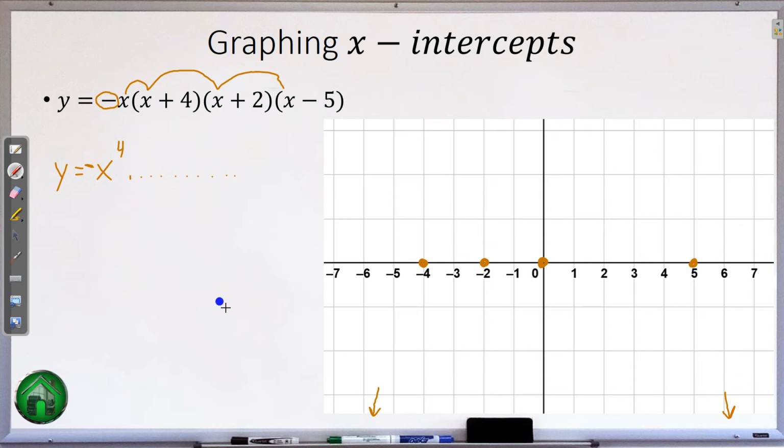Now we've got to fill in all the waves in the middle. So this has to come up. We have to go through -4. Then I've got to start curving down so I can go through -2.